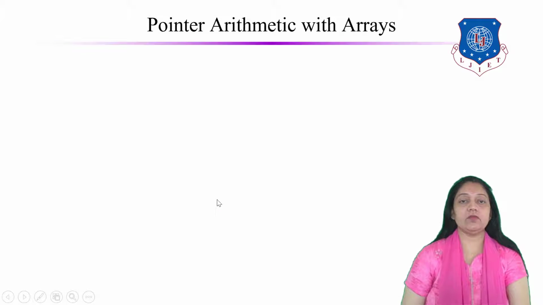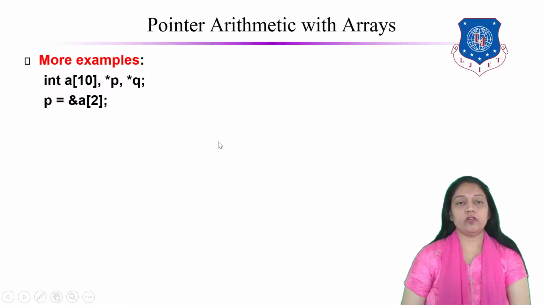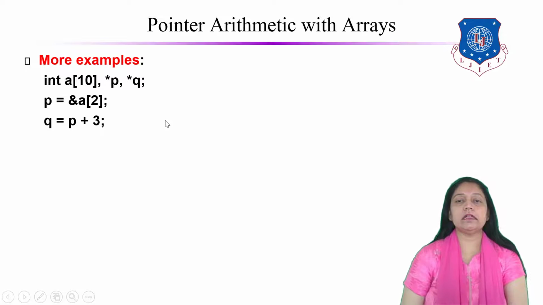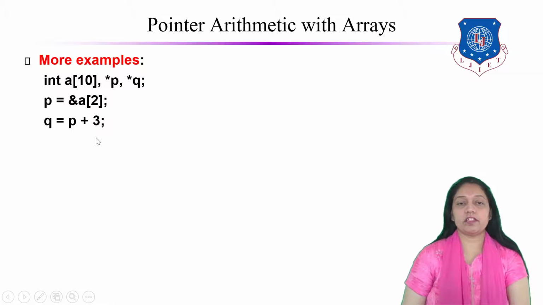Let's understand what pointer arithmetic with arrays is. That is, doing some arithmetic operations on pointers and understanding what the value of the address would be at that point in time. So we have an array here, a of 10. In this case I am taking two pointers, p and q. When I write p = &a[2], I am pointing the pointer to the array element with index 2. We'll perform some arithmetic operations on this pointer and get the new addresses or values accordingly.